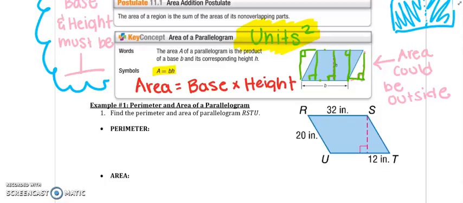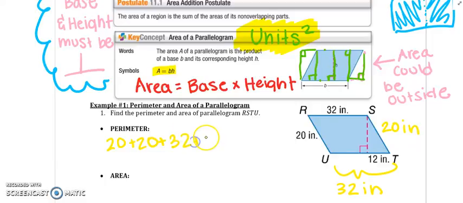Okay, and looking at my picture, it's a parallelogram, so we know opposite sides are congruent. We remember that from our days of doing quadrilaterals. And so if that's 20, that's 20. If that's 32, then this whole thing is 32. And so for perimeter, we're going to add that all up. 20, 20, 32, 32. And we get 104 inches.